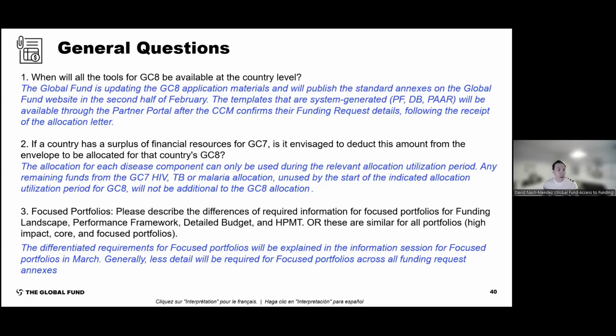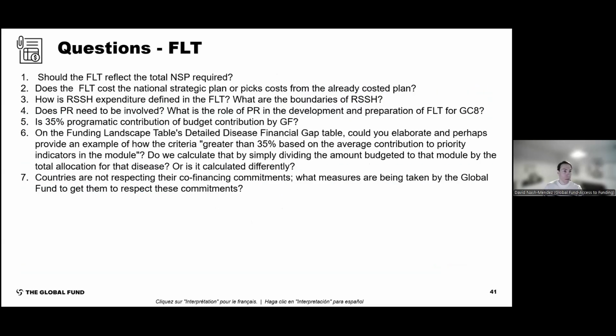Great. Thank you, Lindsay. And just to quickly add on that first point, included in the annexes and the application materials will be the modular framework. So that will also be shared in the second half of February. And so with that, let's go to some questions related to the specific annexes. Let's go to the next slide, please. And if I could invite Matt to come back and speak to some questions on the funding landscape table.